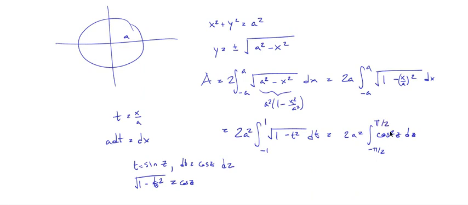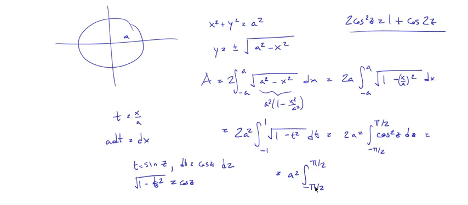Now this primitive is easy to do once you realize that 2 times the cosine squared of z is equal to 1 plus the cosine of 2z. We've done this in unit 9. So this is a squared times the integral between minus pi over 2 and pi over 2 of 1 plus the cosine of 2z.